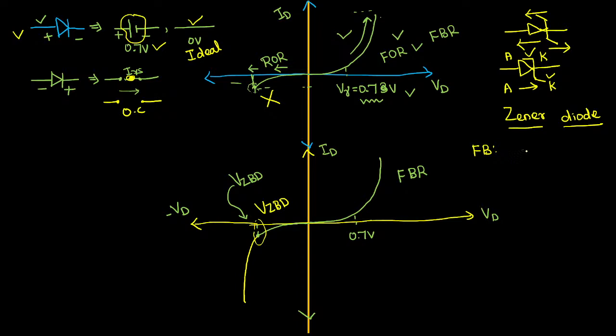Fine, sir. So in forward bias, as usual, this is anode, this is cathode. We know in forward bias, anode will be replaced by the positive plate, cathode will be replaced by the negative plate, and the corresponding voltage will become 0.7 volt. So it is similar to a normal PN junction diode.